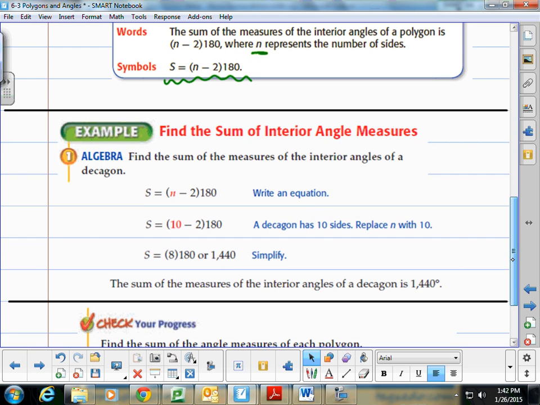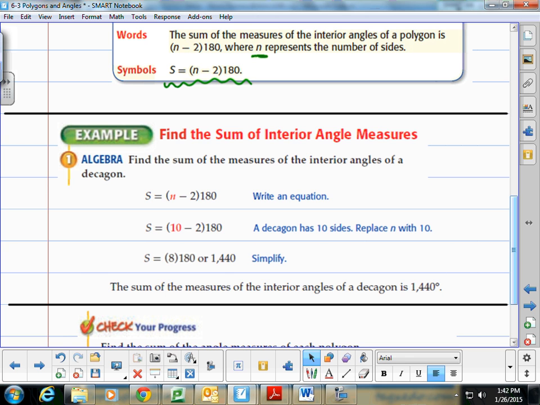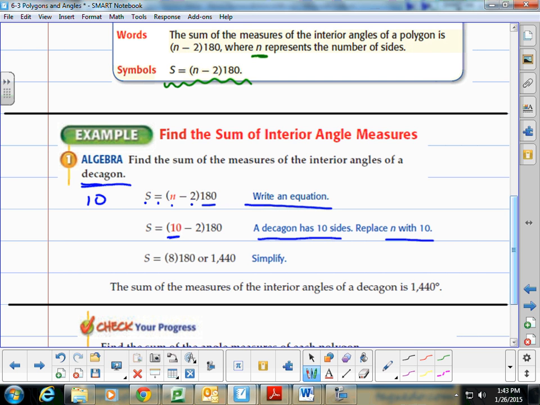Looking below, we have example number 1. We're going to find the sum of the interior angles. The question is asking, find the sum of the measures of interior angles of a decagon. First we write the equation out. The sum of the angles is the number of sides minus 2, because there are always 2 fewer triangles, times 180, the sum of each triangle. First we have to determine decagon, deca meaning 10. So this is a 10-sided figure. A decagon has 10 sides, so we replace n with 10.